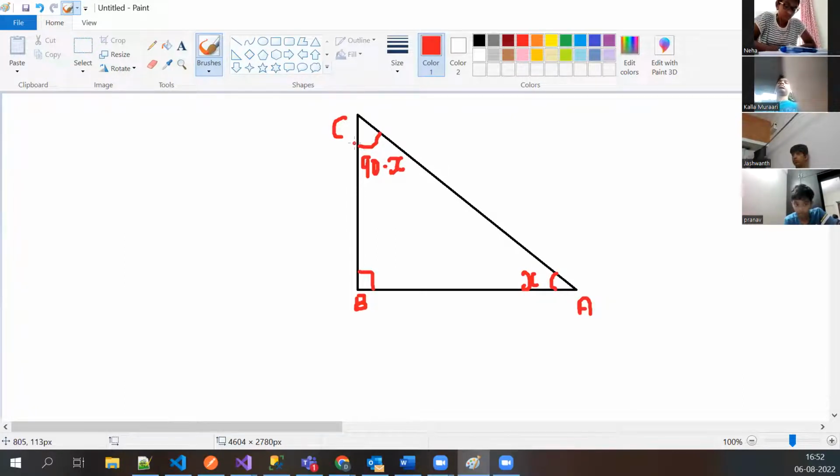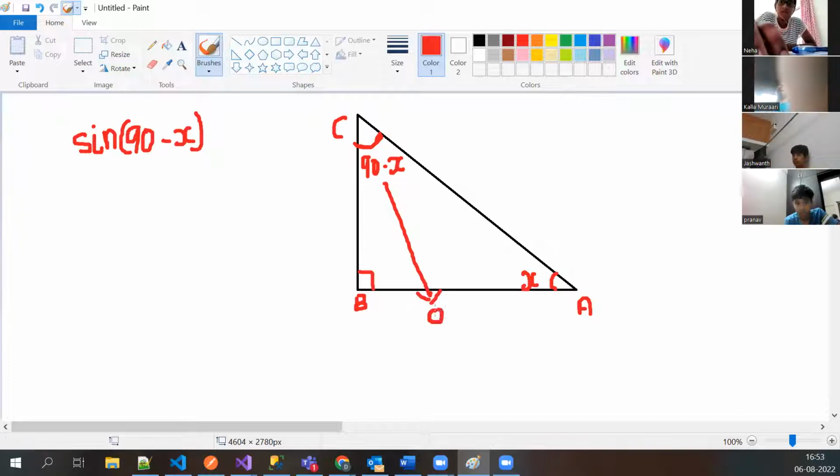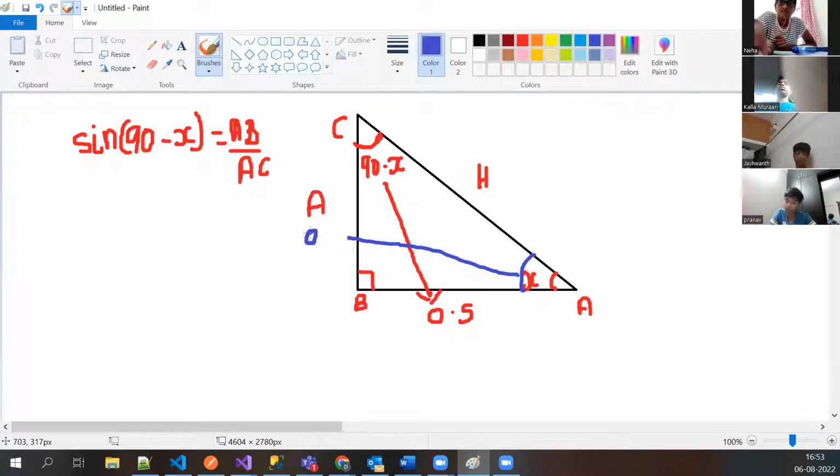Now, let us consider if I am taking 90 minus X as the angle theta for sine. What is the definition of sine? Opposite side by hypotenuse. This is opposite side and this is hypotenuse and this is adjacent side. So now AB is my opposite side and my hypotenuse is AC. Is it clear, children? Everyone? Yes. So simple. Now, when I am talking with respect to the angle X, AB is nothing but my adjacent side and AC is nothing but my hypotenuse.